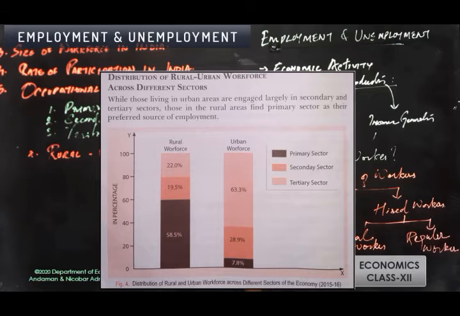When we see the bar diagram of urban area, we can see that only 7.8% of workforce is engaged in the primary sector and 28.9% is engaged in the secondary sector, whereas most of the urban workforce is engaged in the tertiary sector, which contributes nearly 63.3 percent. Now look at the bar diagram which indicates the workforce of rural area. Here we can see that 58.5% of workforce is engaged in the primary sector, whereas 19.5% is engaged in the secondary sector and 22% is engaged in the tertiary sector.